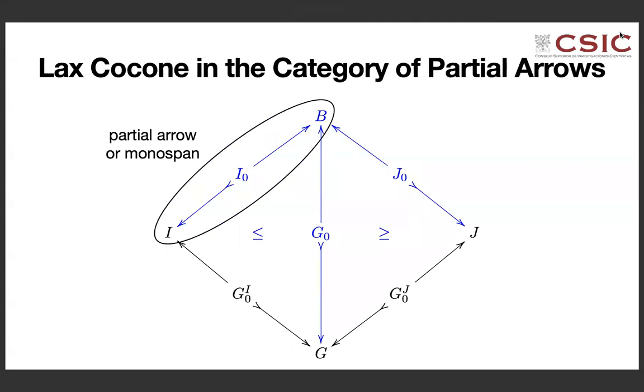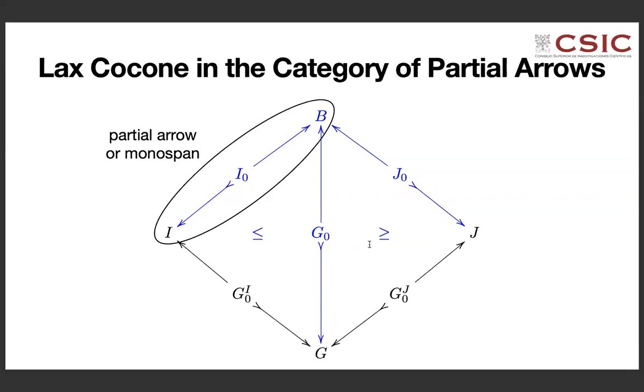That is, arrows that are actually a span of two arrows. So a partial arrow where we take the domain of the arrow as the sub-object that is the domain of the arrow. So I sub zero would be the sub-object of I, with this monomorphism, that is the domain of the arrow. And then we have a standard total arrow. These partial arrows, which are also monospans, are spans where we have one monomorphism on one of these two arrows. That is the category we take now, the category of partial arrows.